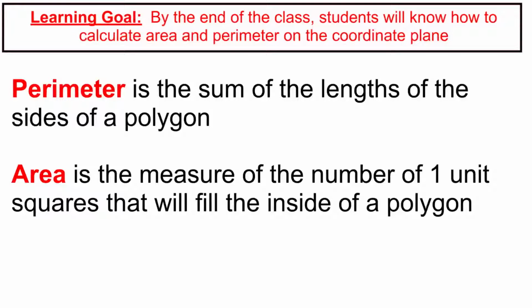In this video we're going to be discussing perimeter and area on the coordinate plane, but before we do that, let's just get quick definitions of what perimeter and area are. Perimeter is the sum of the lengths of the sides of a polygon, which means we're going to add up the edges around the outside, and that would be the perimeter.